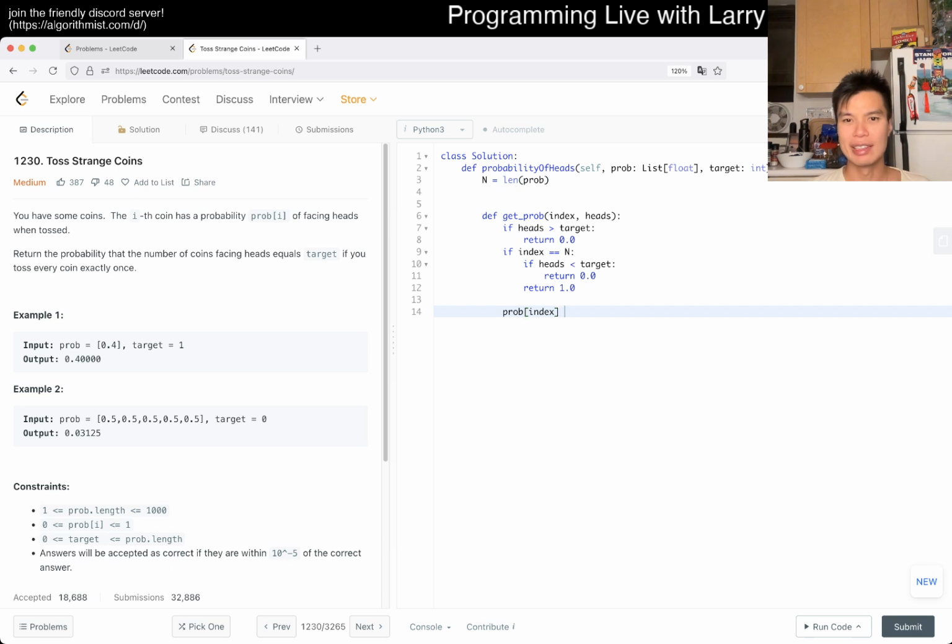So getting heads is going to be this times the probability of the next state, which is index plus 1, heads plus 1, plus the inverse probability of that, because now you flip the tail, times the probability of index plus 1. Heads doesn't change because you got a tails, right? So it's just returning this, and that's pretty much it, right?